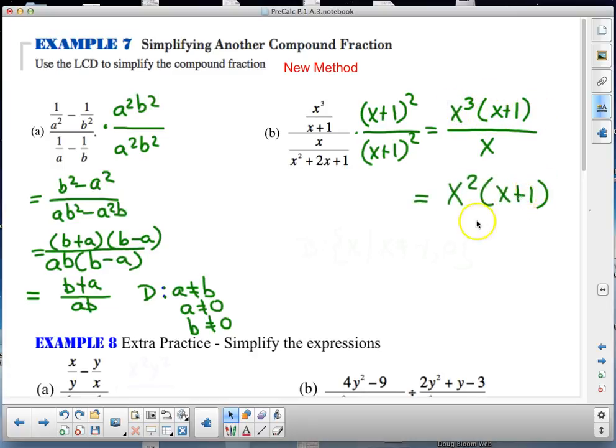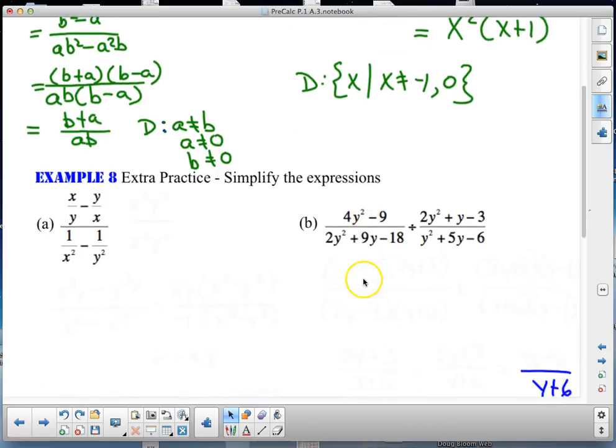And now I look at my restrictions. I know that x can't be negative 1. x can't be 0, because if this is 0, it makes this 0, and if this is 0, I can't divide by it. Okay? And I know that x can't be negative 1 here. So, as far as my restrictions are concerned, it can't be negative 1 and 0. Here, doesn't matter. And here, it says can't be 0, but here it can't be negative 1. So I've just got to make sure I go back to the original and make sure my domain is set.